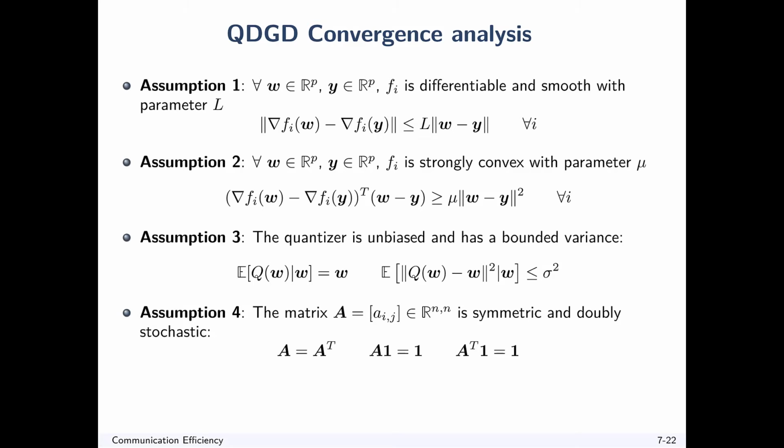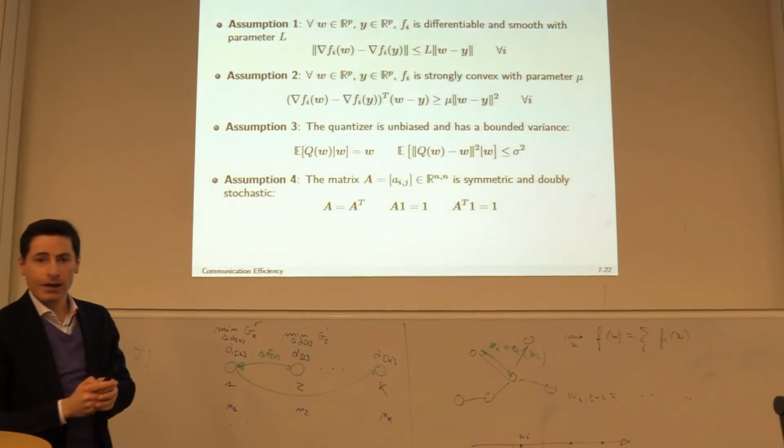This quantizer has to have two important properties that are very natural. The first one says that if I take the expectation after the quantization, when I get the z, I must have exactly the variable that I wanted to quantize. So this is an unbiased quantizer. And then the variance of the quantizer is bounded with some sigma square, which is also natural.